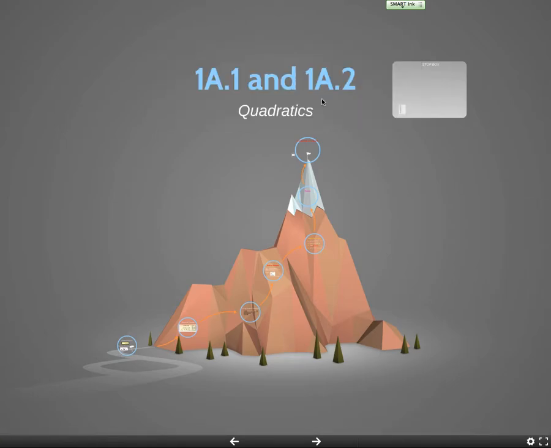All right. So we're starting with chapter 1, and chapter 1 is quadratics. So we're going to go over some basics of quadratics. And then today's section is actually 1A, solving quadratics. So we're going to go over a little bit of solving quadratics as well.